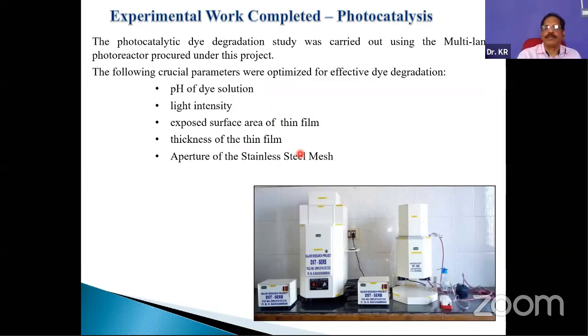We studied the effect of pH, effect of light intensity, effect of exposed area, effect of thickness of the film, effect of aperture of the stainless steel mesh. We have deposited thin films not only on solid glass substrates, we have also deposited thin films on flexible stainless steel meshes.